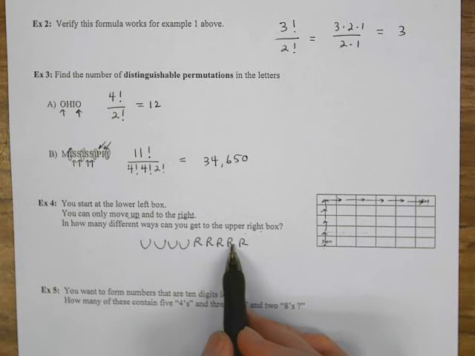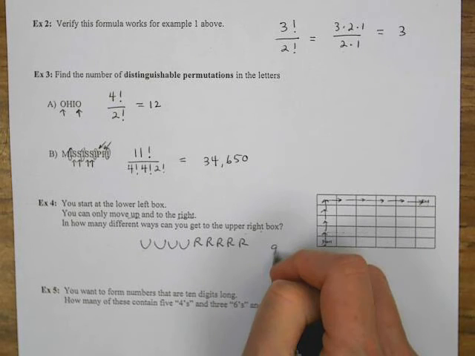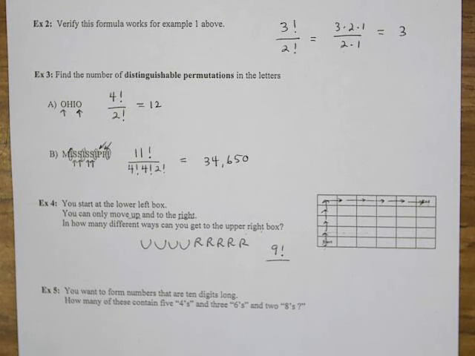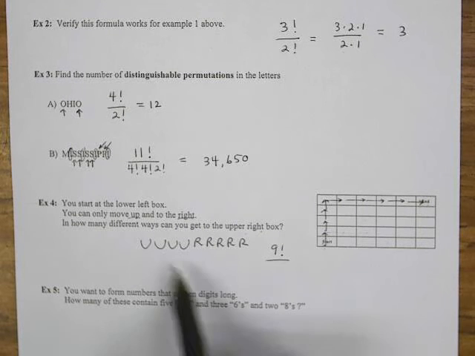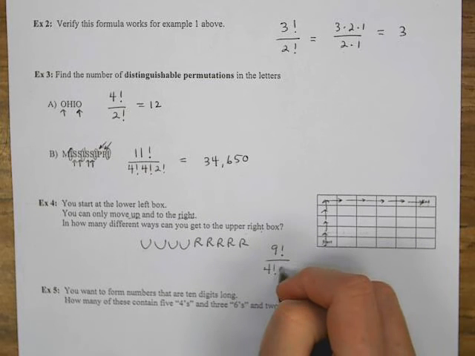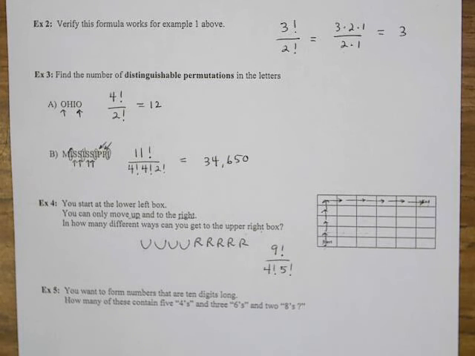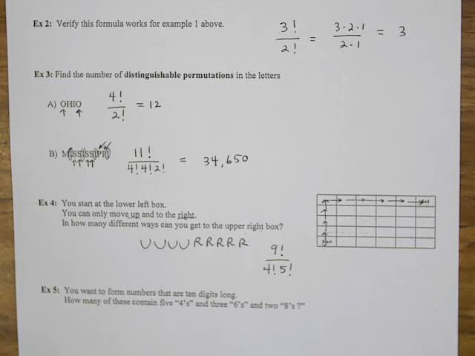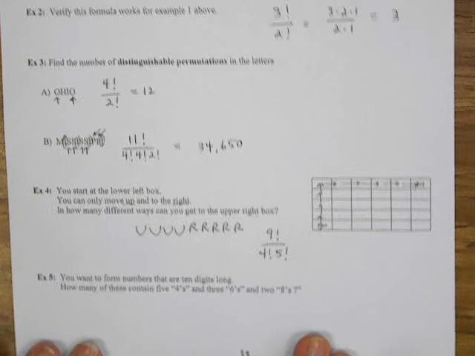But you can see now where this becomes a permutation, because I have 4 and 5, so that's actually 9 factorial, right? But here's where the distinguishable piece comes in. I have 4 ups and I have 5 rights, so I would divide by those. And you could do that on your calculator. That would get you your answer. All right, so there's an application of a distinguishable permutation.